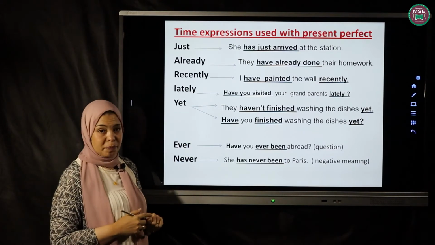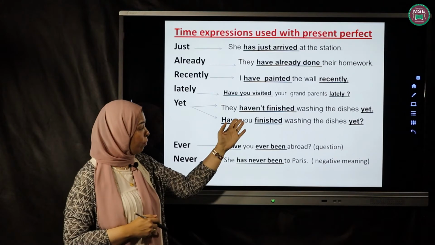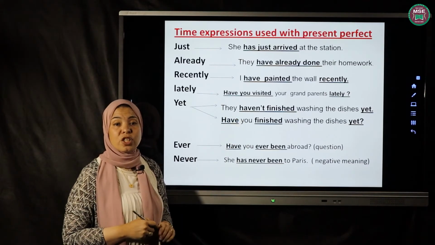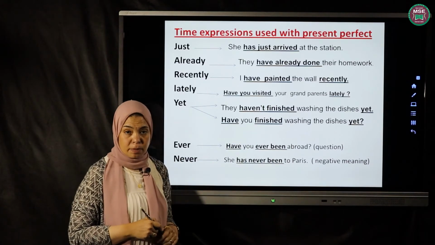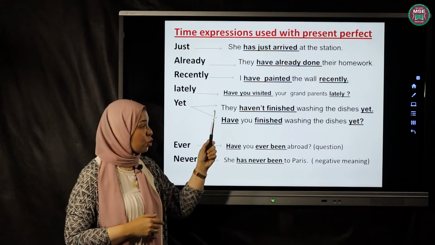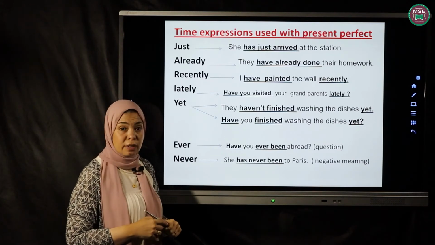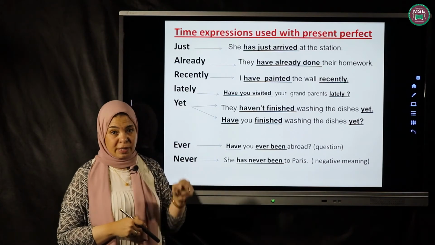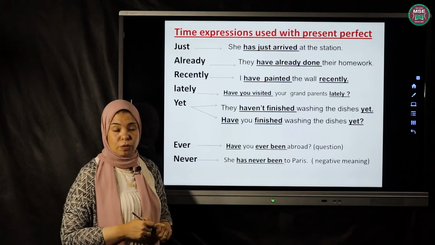Here we have yet. Yet has two usages, or I can use it in both structures, in the negative form and in the question form. They haven't finished washing the dishes yet. And also you should put yet by the end of the sentence. So they haven't finished washing the dishes yet. Have you finished washing the dishes yet? So if we use it in the negative form or the question form, you have to put it by the end of the sentence or by the end of the question.